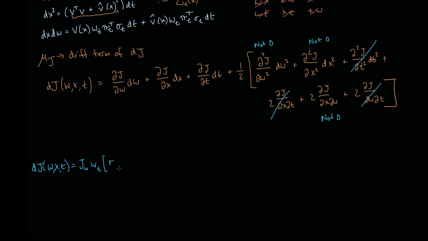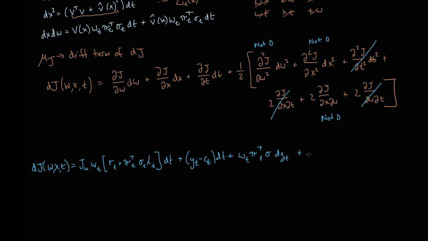Wt times rt plus pi t transpose sigma t lambda t. I guess I made a mistake when I multiplied that through earlier. I apologize for that. There's been a lot of that in these videos. I shouldn't be making these at 1 a.m. dt plus wt pi t transpose sigma dzt.